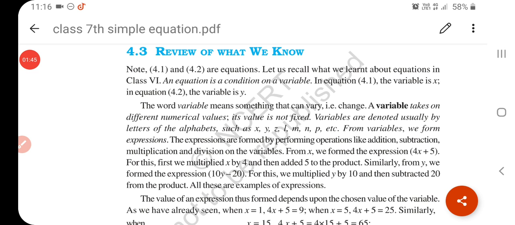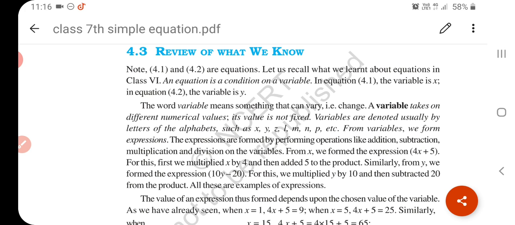So students, a statement of equality which involves one or more variables is called an equation. Understand? That is called equation. In this chapter we also learn what is equation and how to solve an equation. And there are three methods we learn.